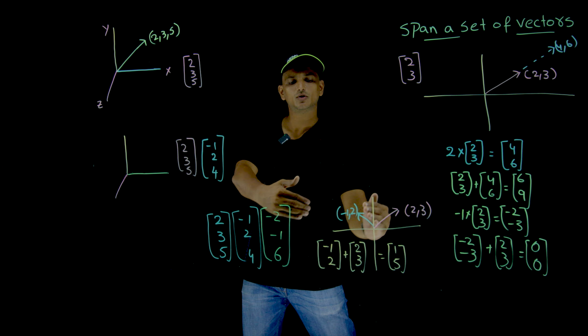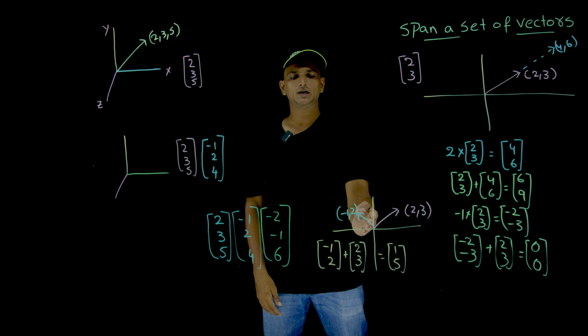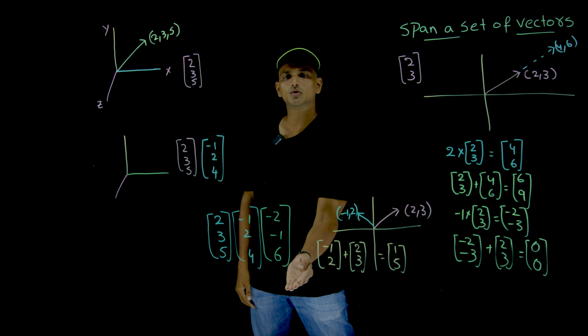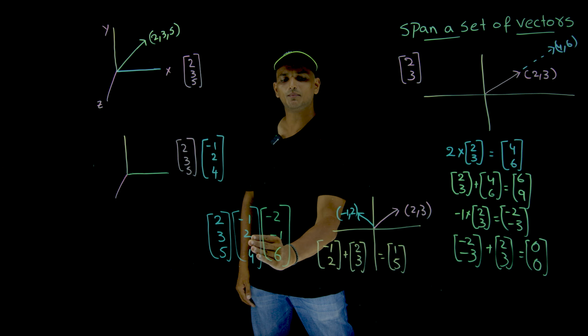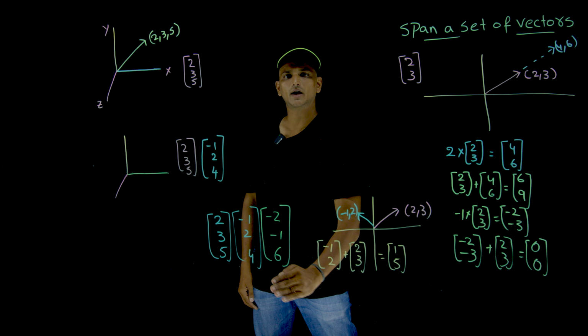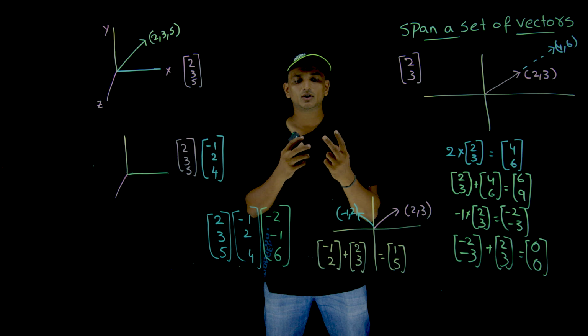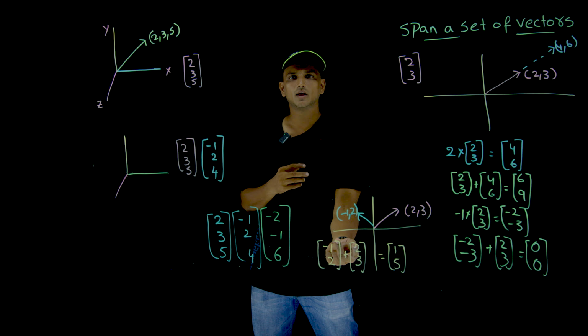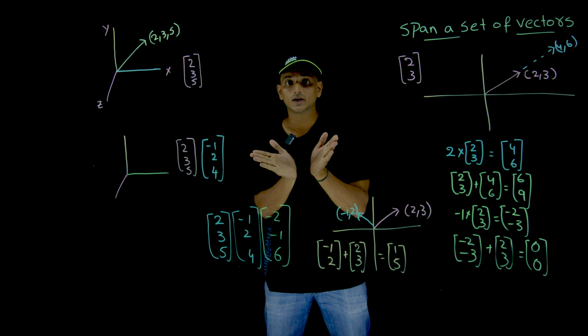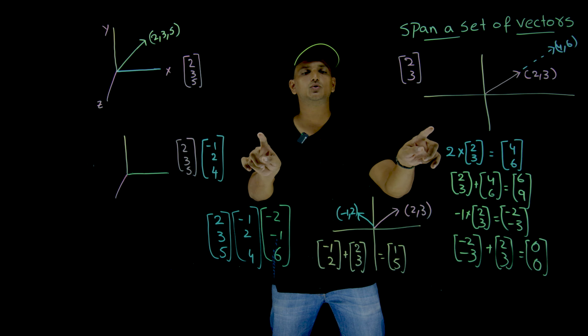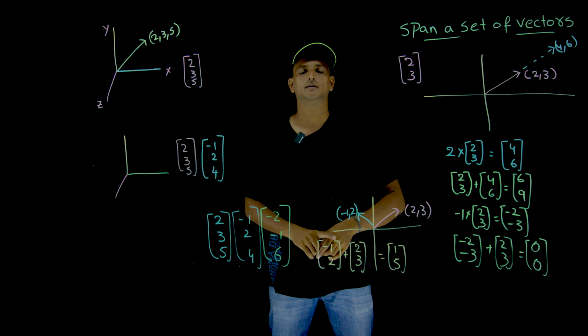The same way, if you want to move in this direction, multiply with a negative number. This 2, 3, multiplied with a negative number, you are going to this side. Add with -1, 2, you are moving this side. So by giving two vectors that are moving in two different directions, you are able to span this entire two-dimensional plane.